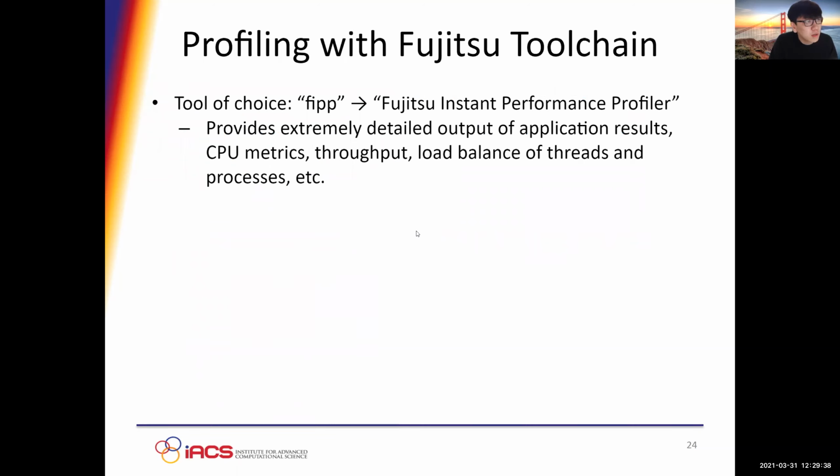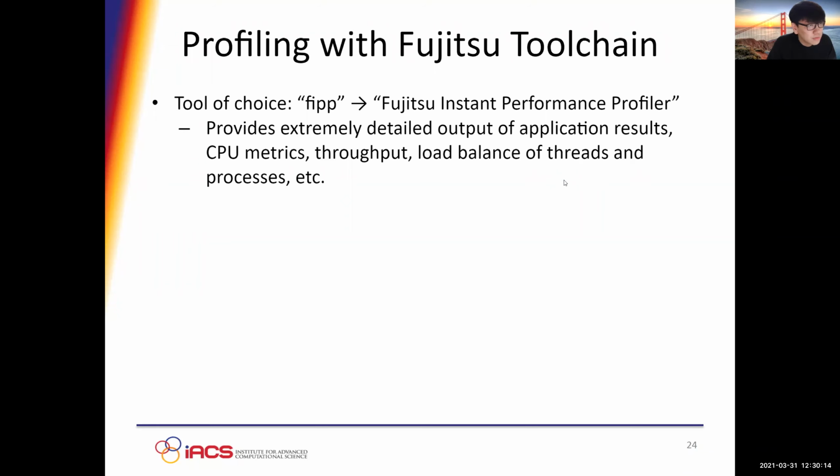Since we have already shown the results of all the other three major compilers previously, here we just use a special profiling tool on the Fugaku system called FIPP, which stands for Fujitsu Instant Performance Profiler, which provides extremely detailed output. When I say extremely detailed, I mean like 4,000 text lines. So I doubt anybody really wants to read through all of them, especially when the majority of that is identical to what we have seen with our MAP.